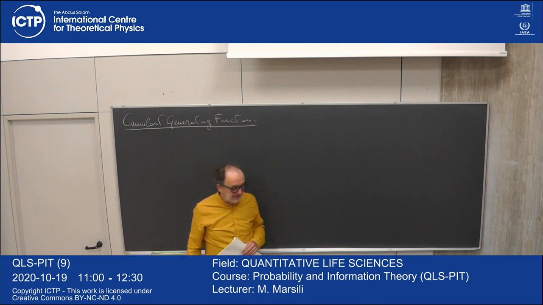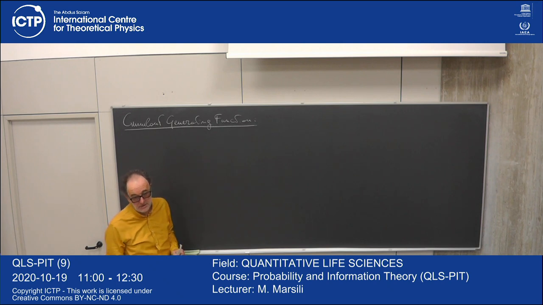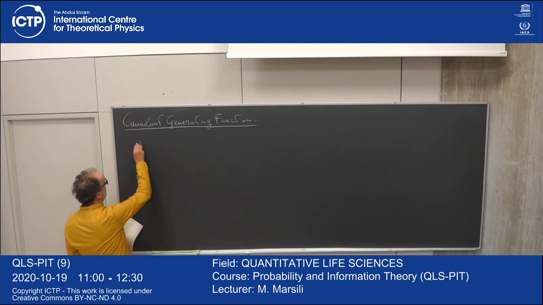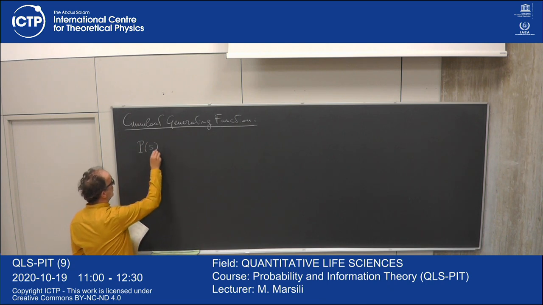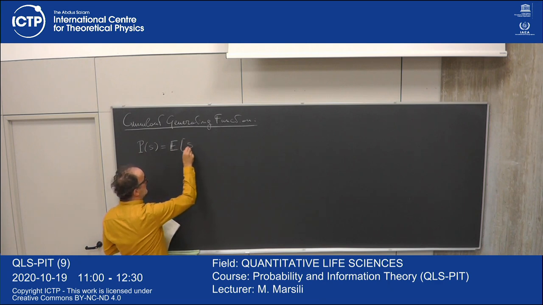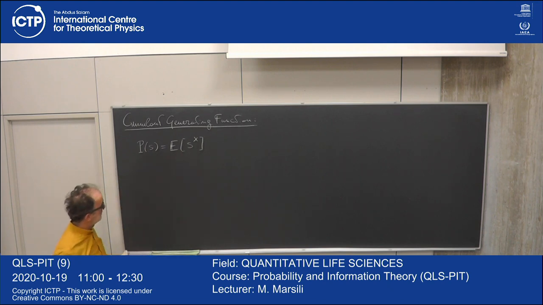Today I would like to discuss cumulant generating functions. This is a computational device, which is essentially a different form of a generating function. So the idea is that we define a generating function of a probability distribution in this way. You have an integer random variable x, and then you take the expected value of s to the x, and define this as the generating function.